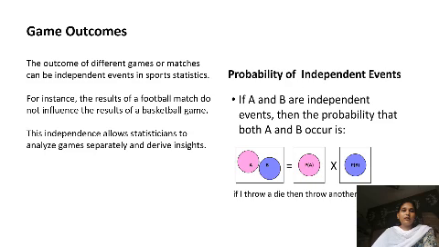Game outcomes. The outcomes of different matches can be independent events in sports statistics. For instance, the result of a football match will not influence the result of a basketball game. This independence allows statisticians to analyze games separately and discern insights. Probability of independent events: if A and B are independent events, then the probability that both A and B occur is P of A into P of B.